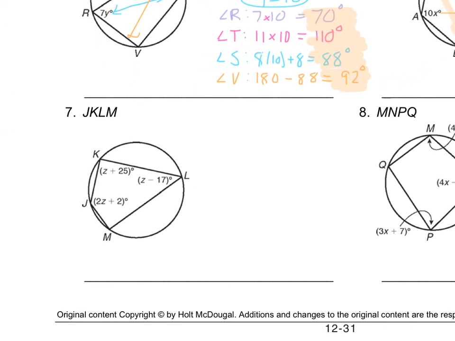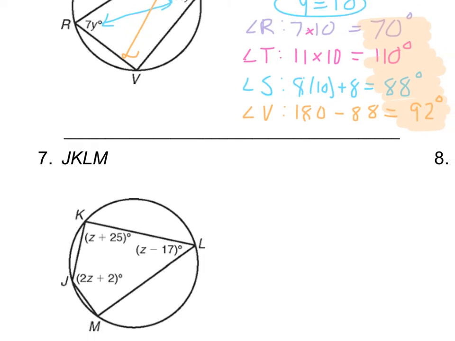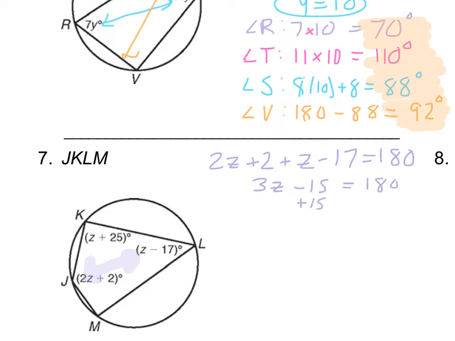Okay, next we have number 7. So first we're going to start with our 2 opposite angles here to find out what Z is. So our opposite angles, 2Z plus 2 and Z minus 17, are supplementary, so they add up to equal 180. Now we can combine the like terms, so 2Z plus Z is 3Z. 2 minus 17 is minus 15. Now we can add 15 to both sides. So 3Z is equal to 195.